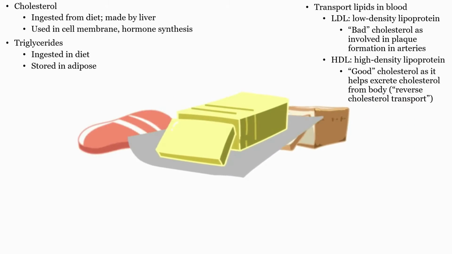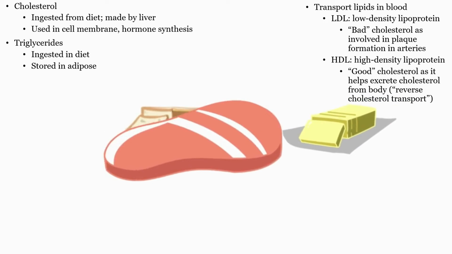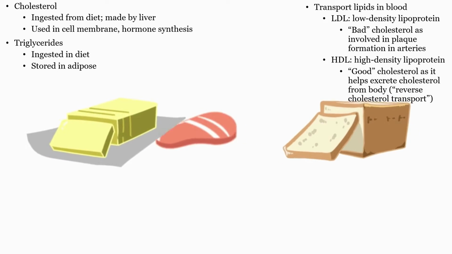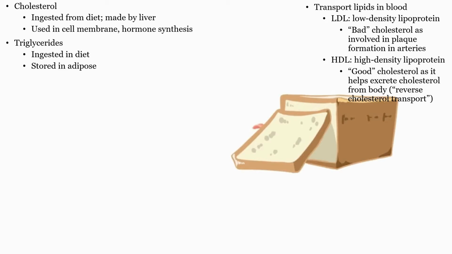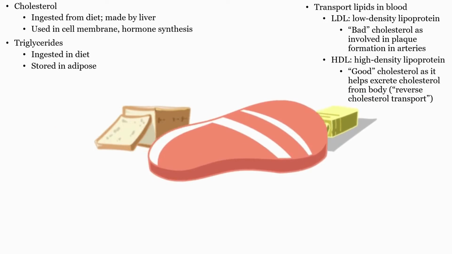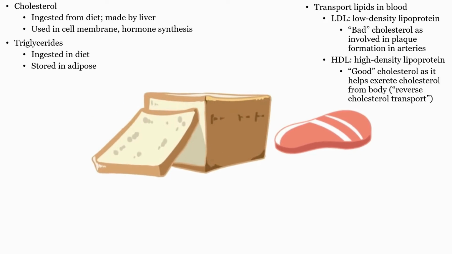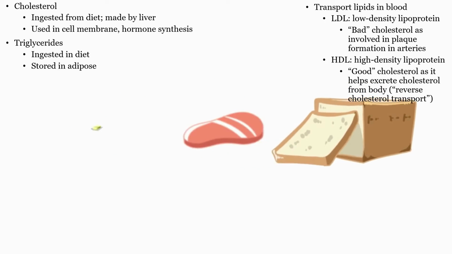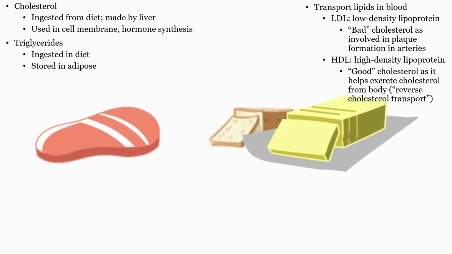Cholesterol comes from fatty foods we eat, but we also make our own cholesterol as we are animals. We make cholesterol from carbohydrates. Triglycerides are fats in general. LDL and HDL cholesterol are the bad and good cholesterols, respectively. LDL is considered bad as it deposits plaque onto arterial walls, and HDL is good as it reverses this process and helps to excrete cholesterol from the body.